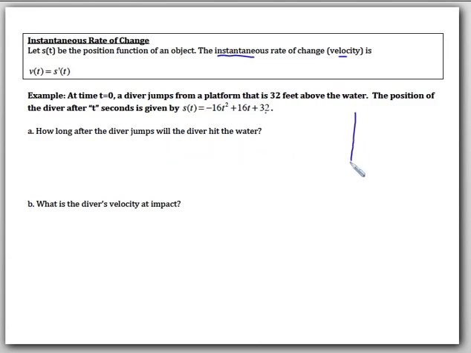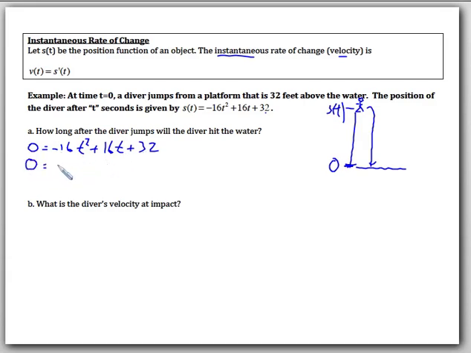So if we think about this, here's all the water down here. You got your little diver. And this is your position, s of t. So if he jumps off and he hits the water right here, what is the position? Well, the position is 0. So we want to know where 0 equals negative 16t squared plus 16t plus 32. And this is algebra 2, just solving for a quadratic.